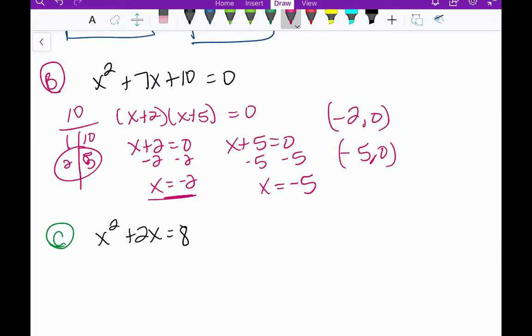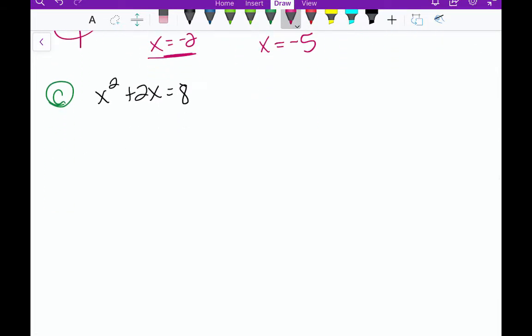If you remember, because a here is positive 1, that means this parabola is going to be concave up. So we could even think about what this graph would look like. We know it would cross at negative 5 and at negative 2, and we know it would open up. So it would look something like that. That's just a rough sketch.